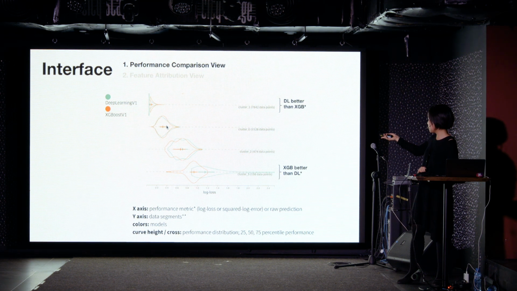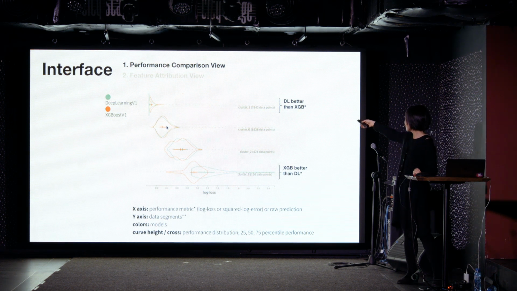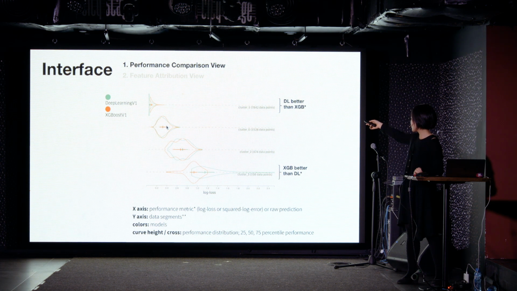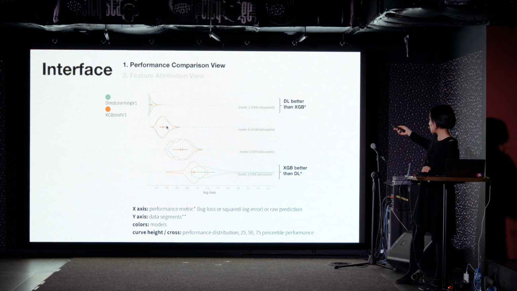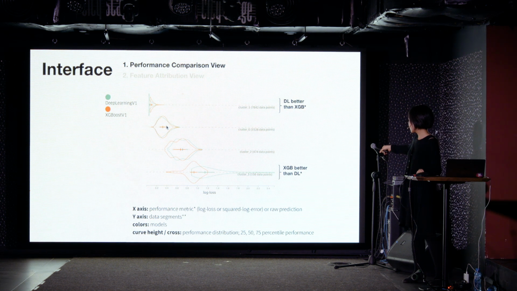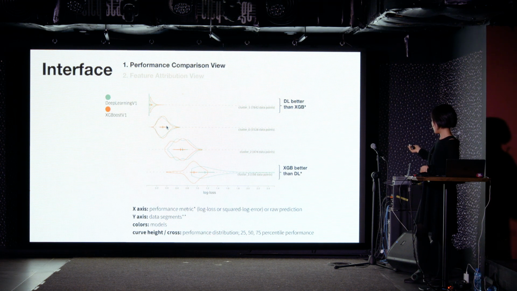Also, since we have two models compared against each other here, you can see that in the first data subset, the green distribution is shifted to the left relative to the orange distribution. That means the green model, or the deep learning model, is better performing than the XGBoost model in this case. However, in the last subset, the scenario is reversed. The XGBoost model is better than the deep learning model.